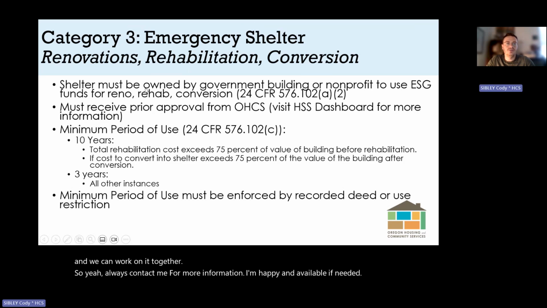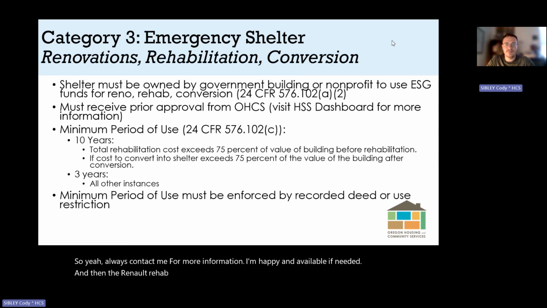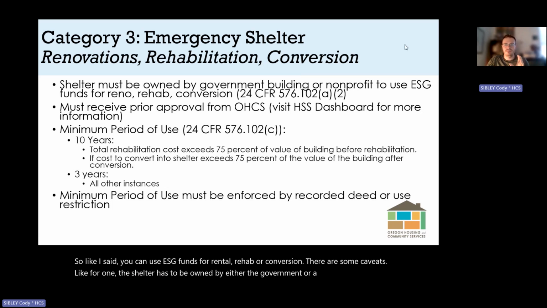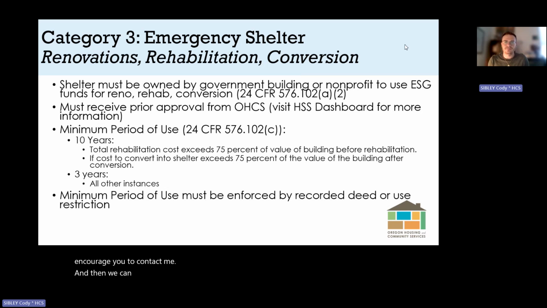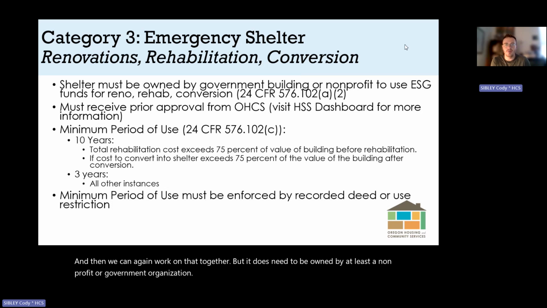And then the reno rehab conversion expenses. So like I said, you can use ESG funds for reno rehab or conversion. There are some caveats, like for one, the shelter has to be owned by either the government or a nonprofit. So basically, as the CAA, you need to own the building. If it's one of your subrecipients' buildings, I would encourage you to contact me, and then we can again work on that together. But it does need to be owned by at least a nonprofit or a government organization. You do need to receive prior approval from OHCS.